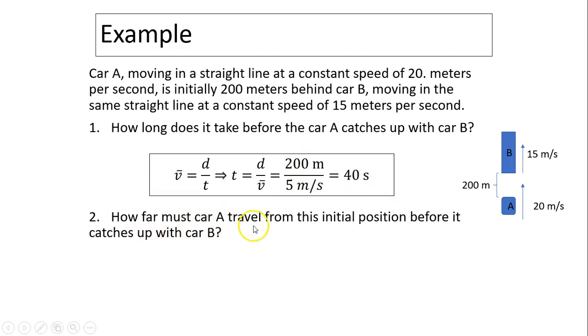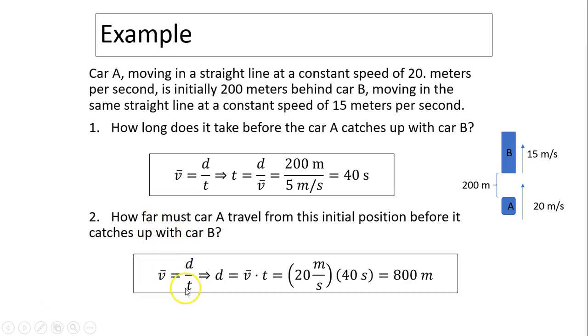How far must car A travel from its initial position before it catches up with car B? How far is the distance? So distance is v times t. Since the distance is for car A, you must use car A's speed times the time, which gives you 800 meters.